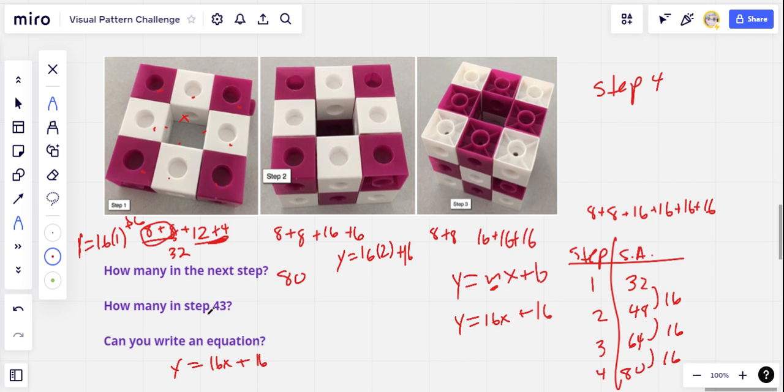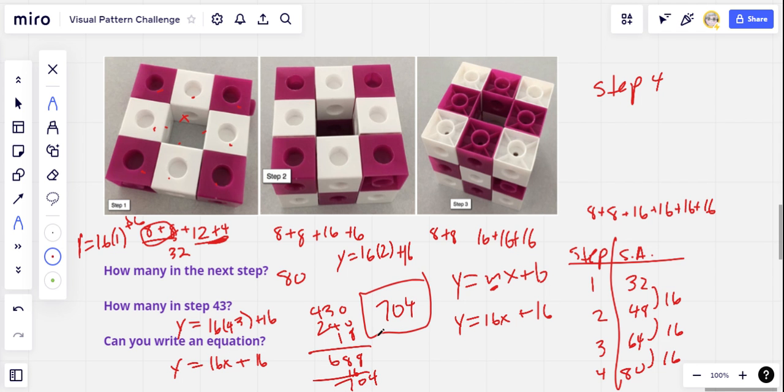Now, to calculate the surface area in step 43, we'd just plug in 43 for x. So y equals 16 times 43 plus 16. Okay, 16 times 43. I'm going to do this in a couple of steps. 10 times 43 is 430. And then 6 times 40 is 240. And 6 times 3 is 18. That should give me 16 times 43. So that's 688. And now I need to add 16 more. And I'm getting 704. So 704 units of surface area in step 43.